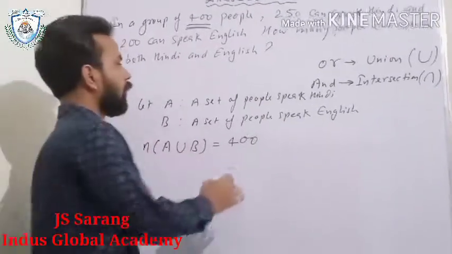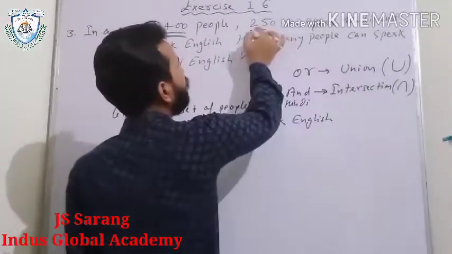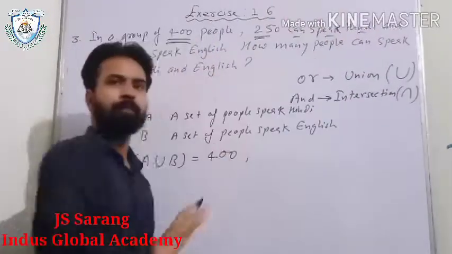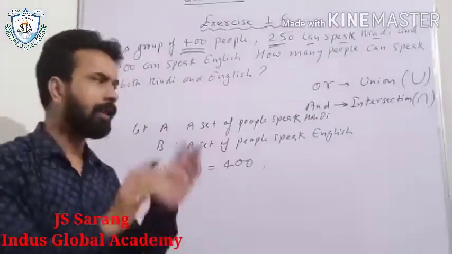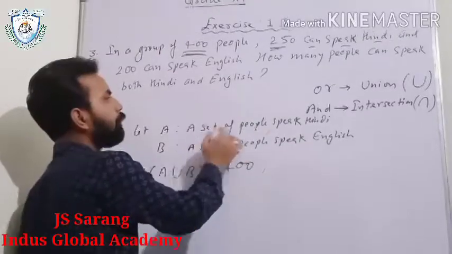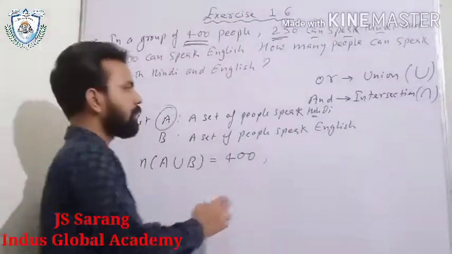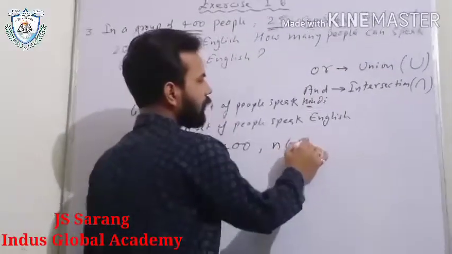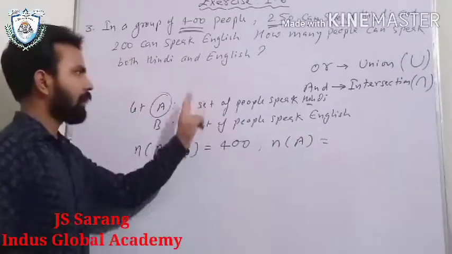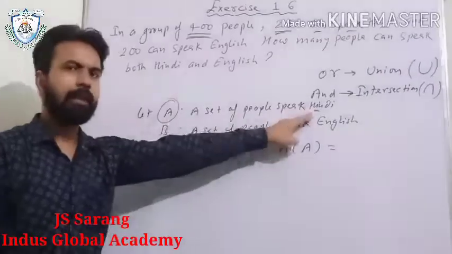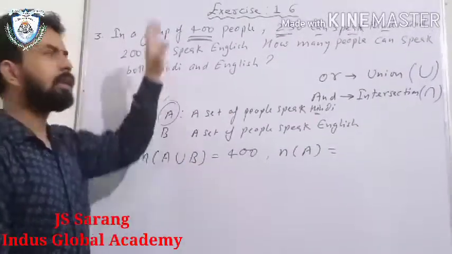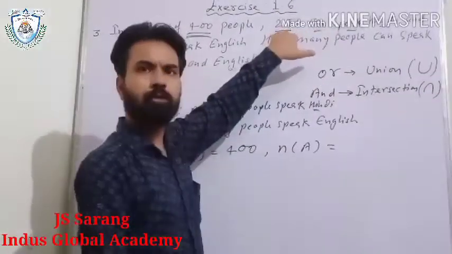Understood? Now 250 can speak Hindi. 250 people can speak Hindi, and the set of people who speak Hindi is represented by A. That means number of elements in A, the set of people who speak Hindi, is represented as A, and the number of people who can speak Hindi is 250.